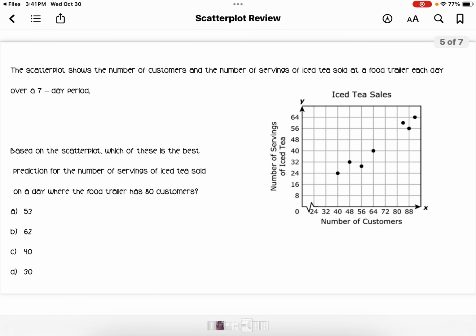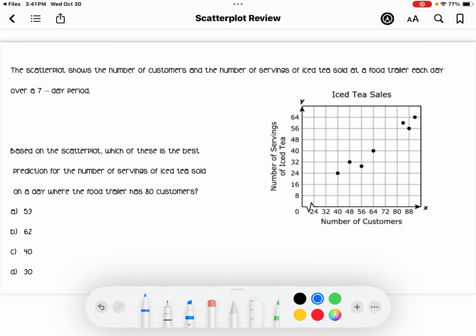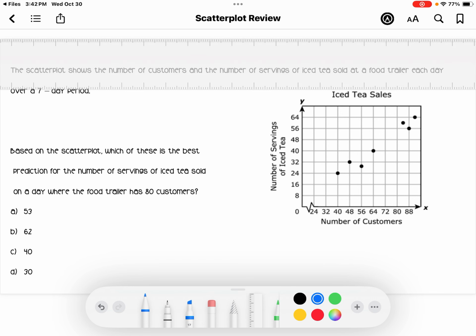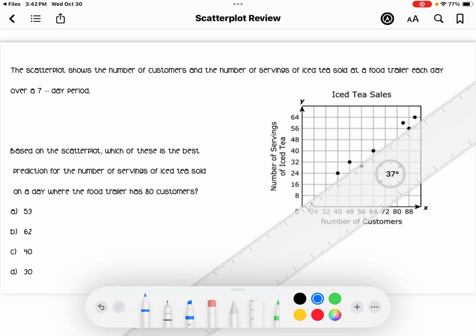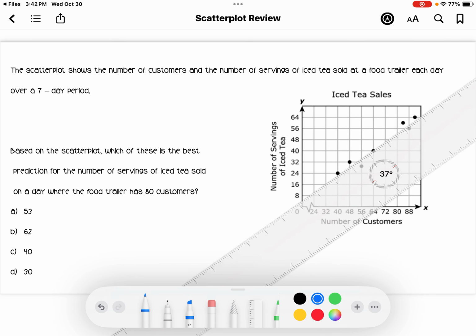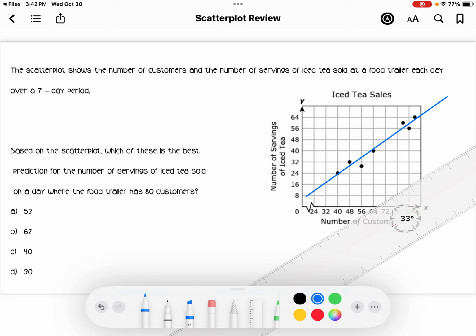All right, so now let's do this one. Pause the video and see if we got the same answer. The scatterplot shows the number of customers and the number of servings of iced tea sold at a food trailer each day. As customers increase, the number of iced teas increases. So let's make our trend line. Again, you should be doing this on the paper before I even do it on this video. That looks like a good trend line.